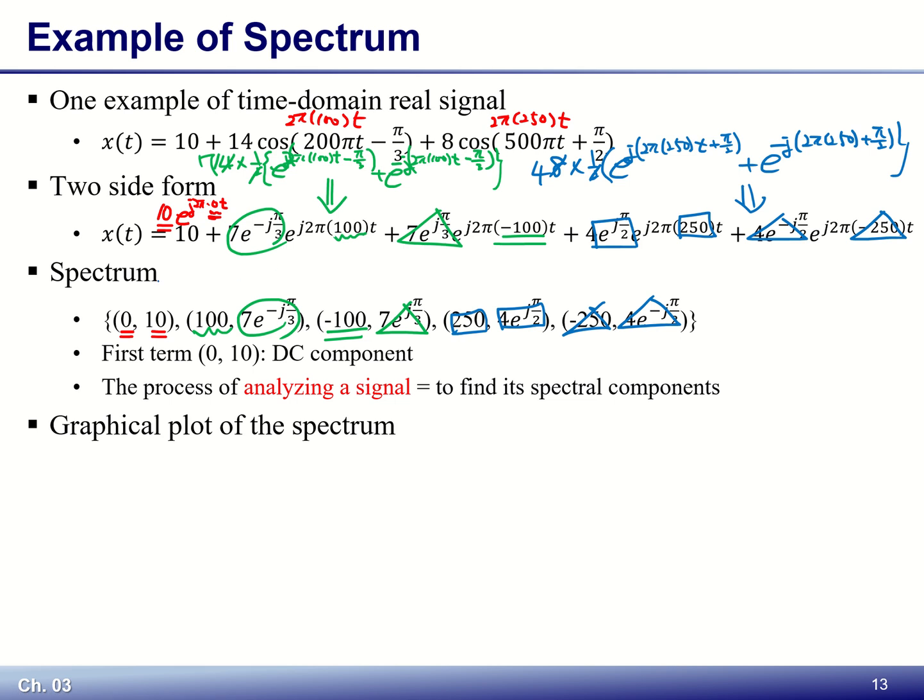So from a time domain signal, we find spectral components like this; we call this analysis. From spectral components, we reconstruct the time signal; this is synthesis.